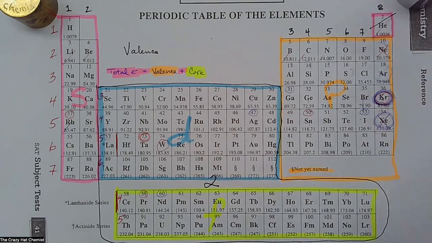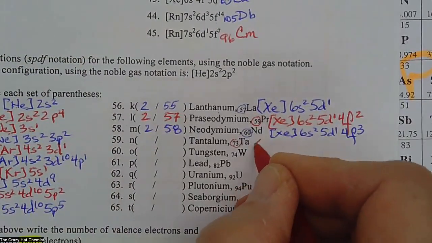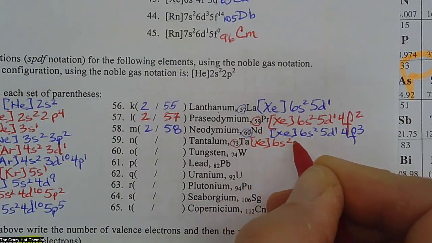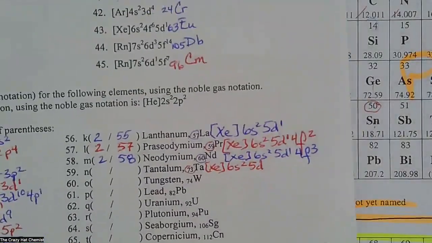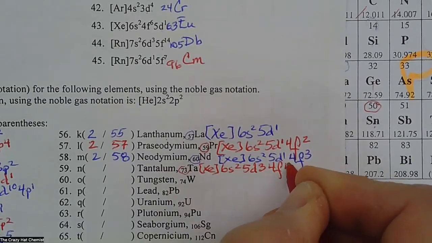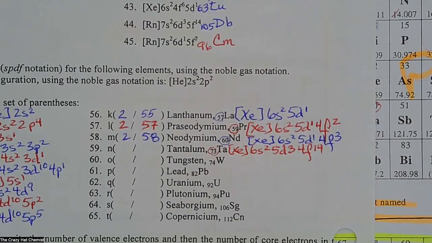So let's all write this down here. It's going to be xenon and a 6s2, 5d, and I believe it was a 5d3. That's right, 5d3, and 4f14. Okay. No, that's a little bit small and cramped, but hopefully you can still see that.